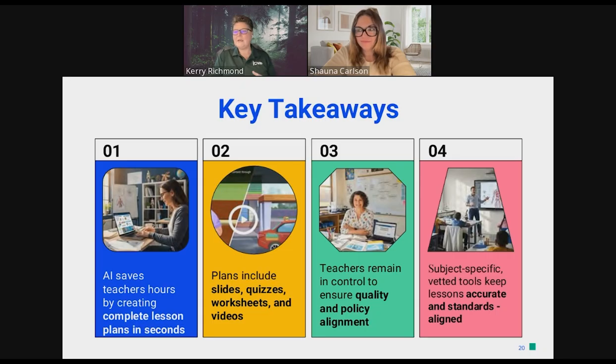So third, AI is going to prepare students for the world they're stepping into. They are stepping into a different world than we stepped into.